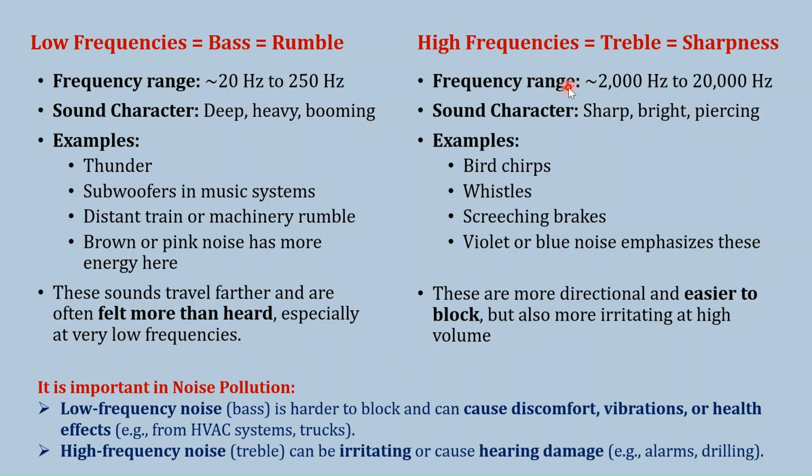While the sound which are having the high frequencies, the frequency in the range of 2000 Hz to 20,000 Hz, they are generally treble in nature, and the sound is characterized as the sharp, bright, or the piercing. So examples we have the bird chirps, whistles, or the screeching brakes. And violet and the blue noise mainly contain the sound having the higher frequencies. So these type of sound are more directional and are easier to block, but also more irritating at the high volume.